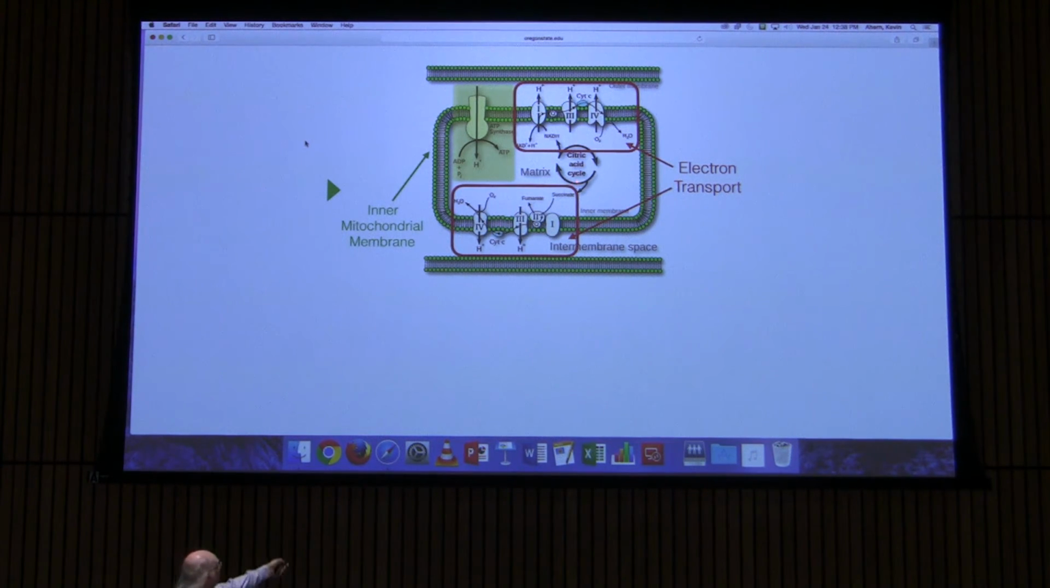What does that mean? Well, as a result of this pumping, the concentration of protons in the matrix is decreasing, and the concentration of protons in the intermembrane space is increasing. And we have just made an electrochemical gradient. And we know that associated with electrochemical gradients, we have electrical potential, and that potential gives rise to energy that cells can use.